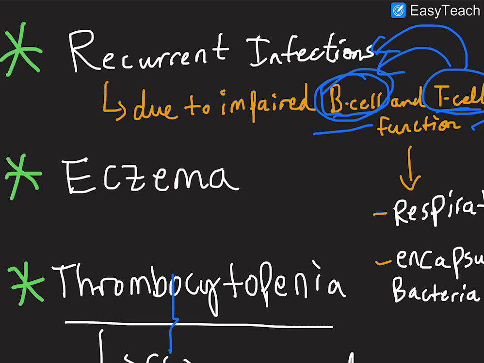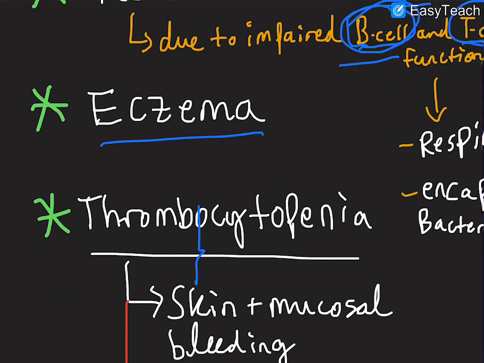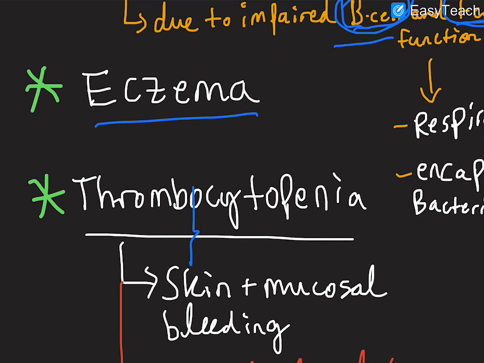And then the second finding, part of this triad, is eczema. And the third finding is thrombocytopenia. Let's go and fix that. So thrombocytopenia.